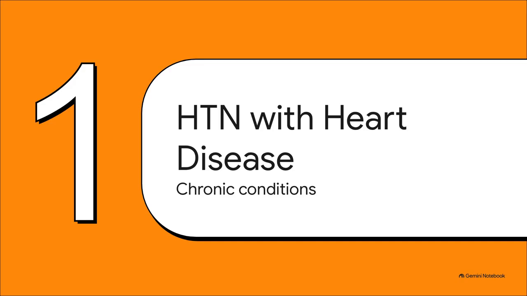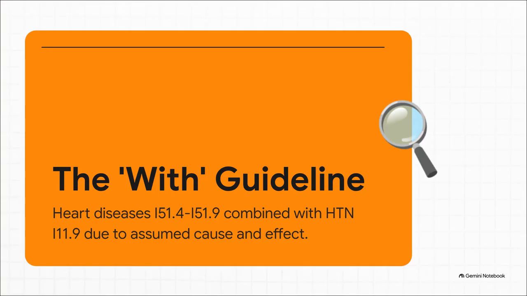Section 1. Hypertension with heart disease. Let's look at how we handle chronic conditions when high blood pressure pairs up with a cardiac diagnosis. This brings us to the absolute power of the ICD-10 "with" guideline. You know how much words matter in clinical coding? Well, when you see heart conditions in that I-51.4 to I-51.9 range, things like unspecified myocarditis or ill-defined heart diseases, and the patient also has a history of hypertension, the guidelines do something kind of magical.